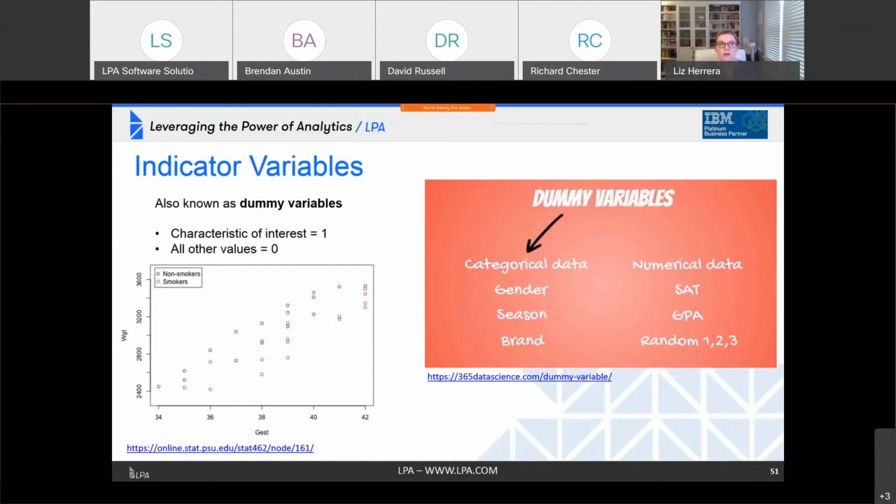Anything that you can codify into a yes or a no, essentially. And that's really the key here. The indicator of interest is a 1. Anything else is a 0. Typically, that's how it works. And I just have another example here. That's kind of a traditional study, how it's been used in the past in the scatter plot, where you can see visually the difference between the characteristic of interest, in this case, the smokers versus the non-smokers, in the outcome.